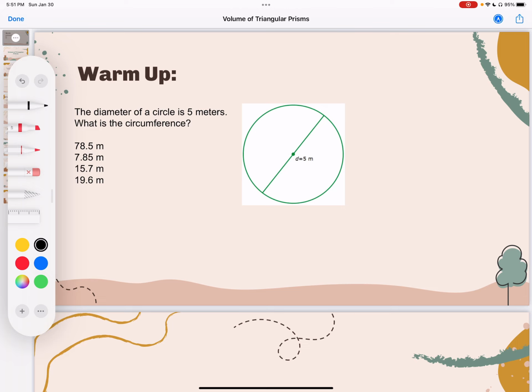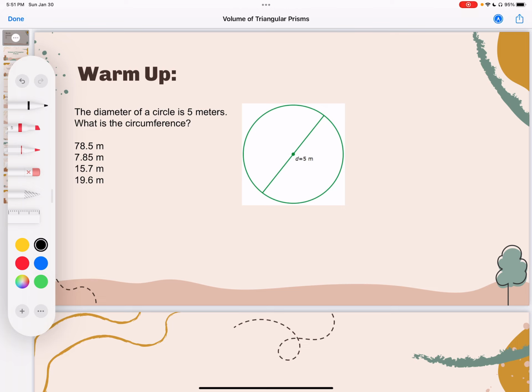Hello. So go ahead and start your warm up. It says the diameter of a circle is 5 meters. What is the circumference? Go ahead and pause the video, and whenever you're ready, you can go ahead and press play and continue on with the lesson.